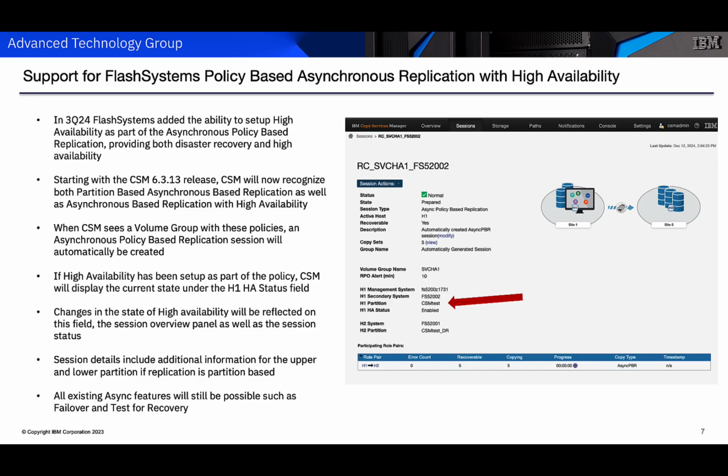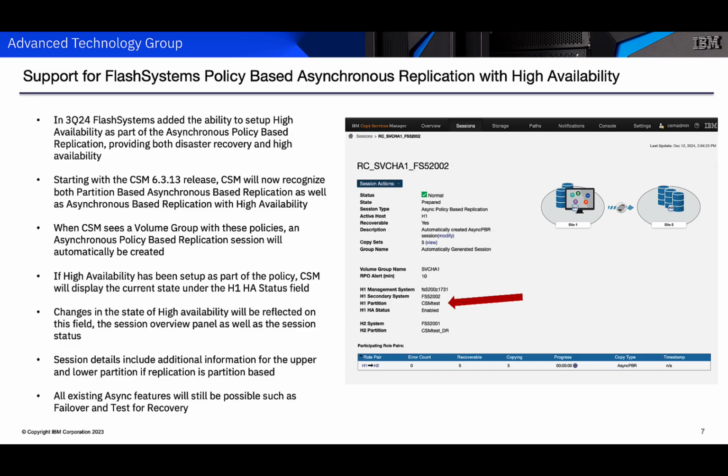CSM in 6.3.13 will automatically create these sessions as well. So these are all tied to the same session type in an asynchronous policy-based replication. It's just that session type, when it's built, is going to tell you the different details. So there's really 3 flavors of your asynchronous policy-based replication. There's the non-partition-based asynchronous replication. There's a partition, basically 2 storage system-based asynchronous replication. And then there's a 3 storage system-based asynchronous replication with high availability at the upper partition.